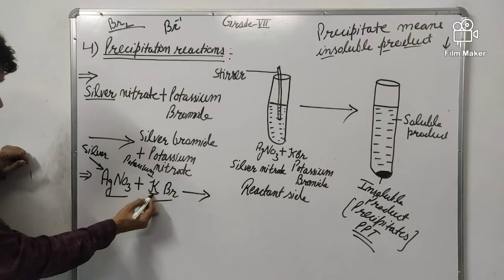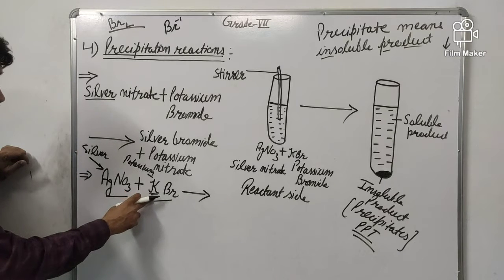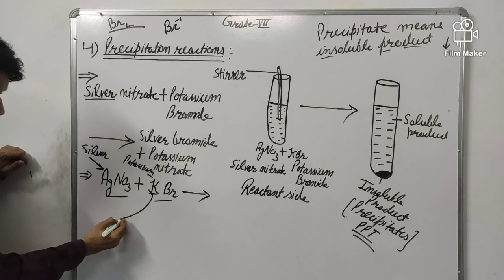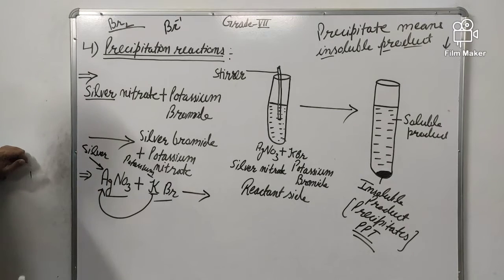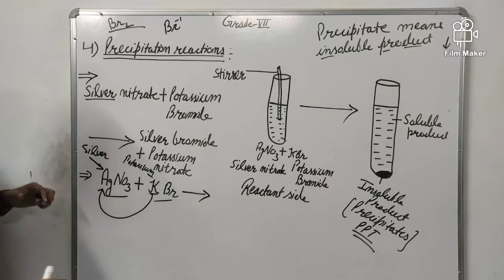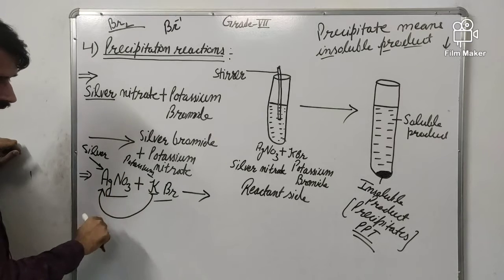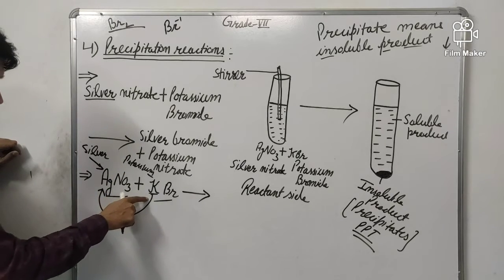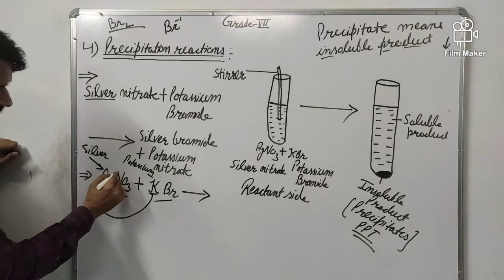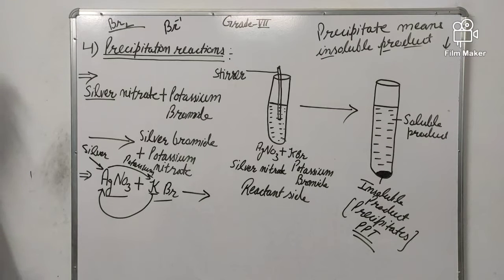On the other hand, K, potassium, is very reactive. Due to this reason, what will happen? K, being more reactive, will take the place of silver, Ag. Reactive means attacking. Potassium is more reactive, so it will take the place of Ag, and Ag will go in place of potassium, and a chemical reaction occurs.